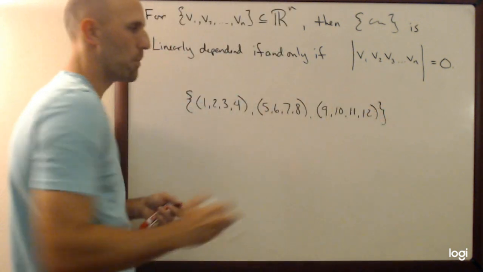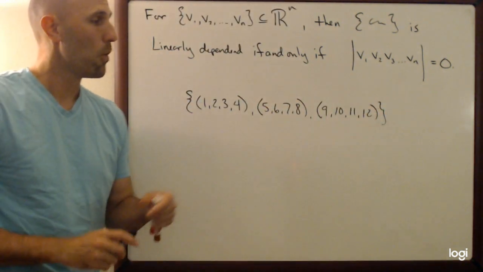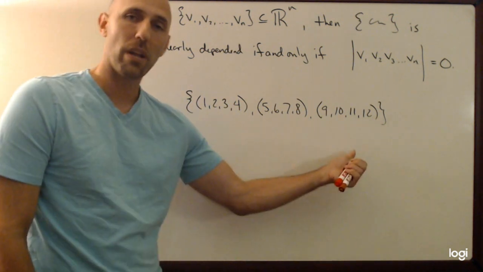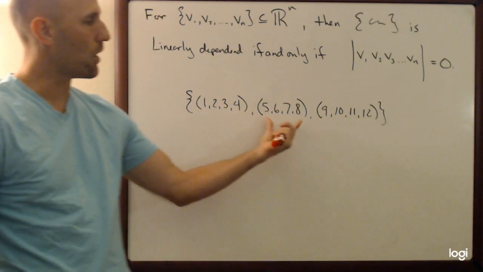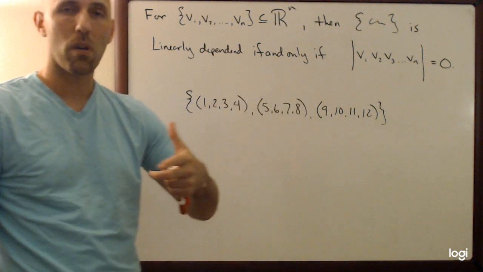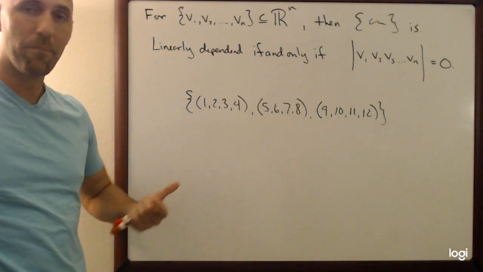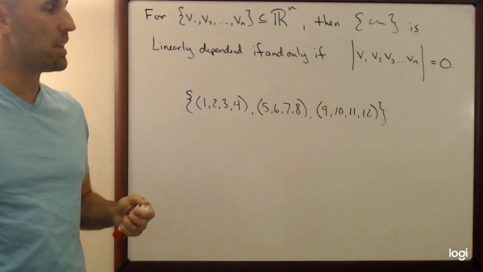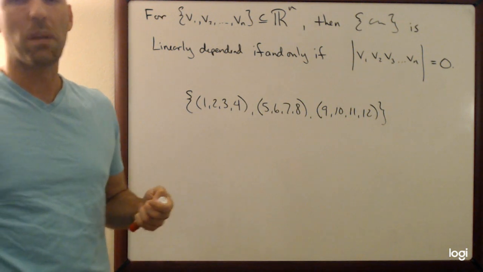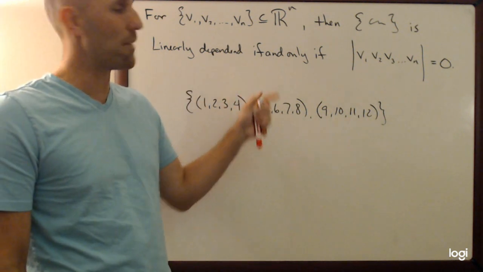Well, that doesn't work anymore, right? Why? Well, the problem is I can't make a square matrix out of these. These vectors are elements of R4, and of course I only have 3 of them. Are they independent or are they dependent? Well, I can't use this theorem for it. I'm going to have to put these into a matrix.